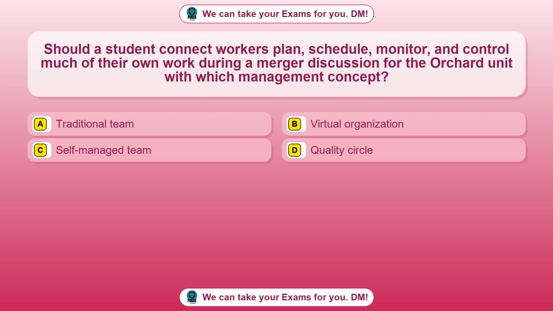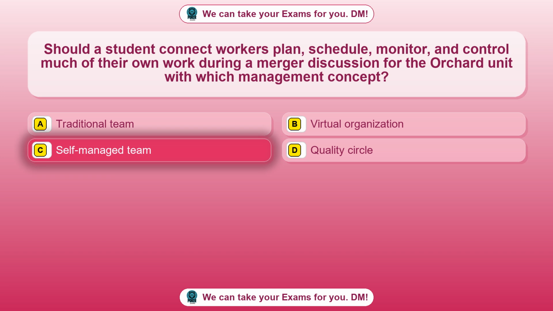Question 90. Should a student connect workers plan, schedule, monitor, and control much of their own work during a merger discussion for the Orchard unit with which management concept? Option A, traditional team. Option B, virtual organization. Option C, self-managed team. Option D, quality circle. The correct answer is option C, self-managed team.